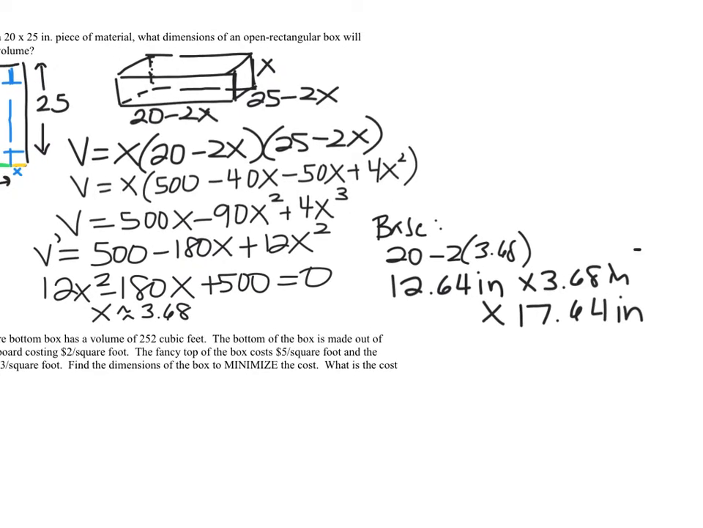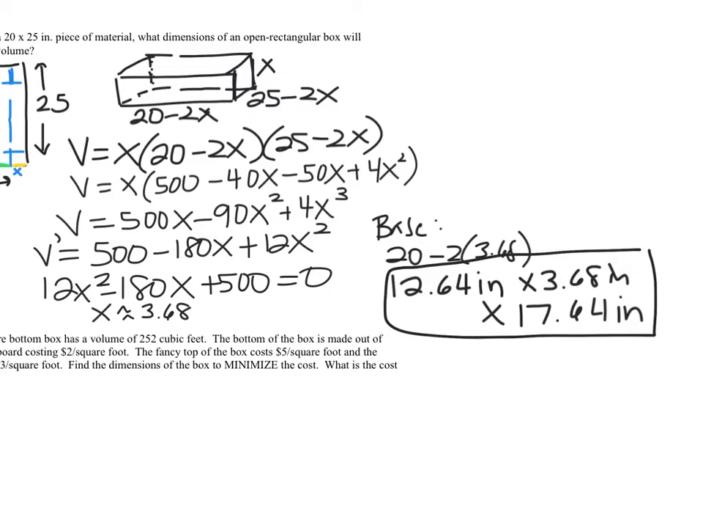And did it ask you for the volume or no? Does it matter what order you put in? Nope, not at all. Okay? It says what dimensions of an open rectangular box will maximize the volume. Those are the dimensions. Pretty good. You really just need to know what x is.